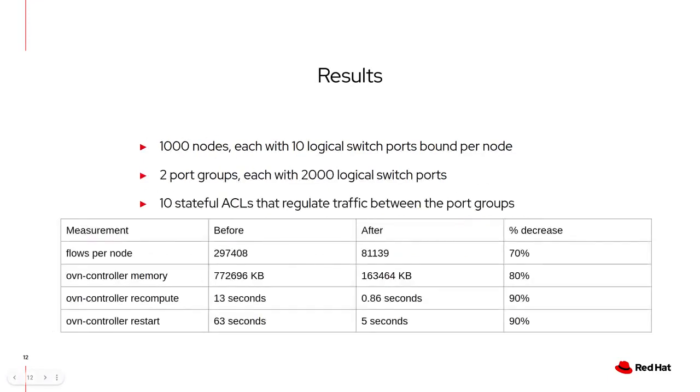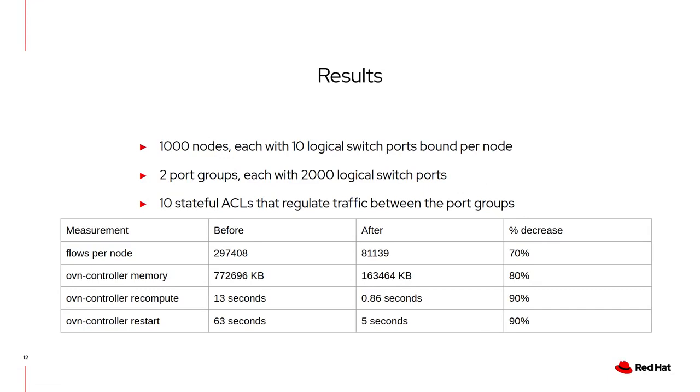This particular change had tremendous results. For his test, he created an OVN Kubernetes-like cluster with 1,000 nodes, each with 10 logical switch ports bound. Then he created 2 port groups, each with 2,000 logical switch ports. Then he created 10 stateful ACLs that regulate the traffic between the port groups. The results speak for themselves.